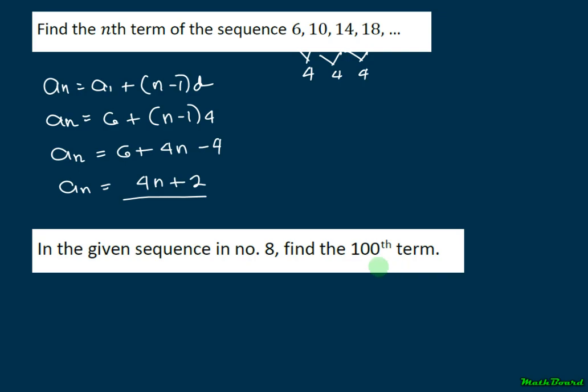And to find the 100th term of that sequence, we just have to find a sub 100, which is 4 times 100 plus 2. And that is 400 plus 2, which is 402.